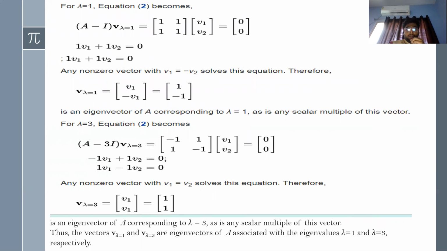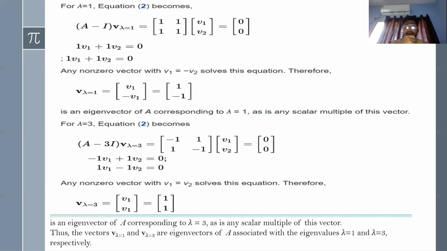For lambda equal to 1, the equation becomes A minus lambda I, lambda equal to 1, so A minus I is equal to 0. From simplifying the equation, a non-zero vector with v1 equal to v2 solves this equation. Therefore, the eigenvector, 1 comma minus 1, is an eigenvector of A corresponding to lambda 1, as is any scalar multiple of this vector.